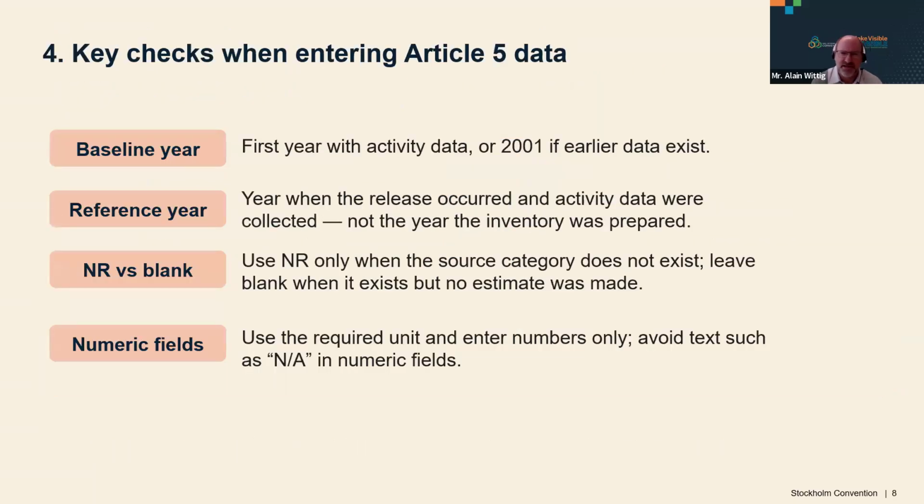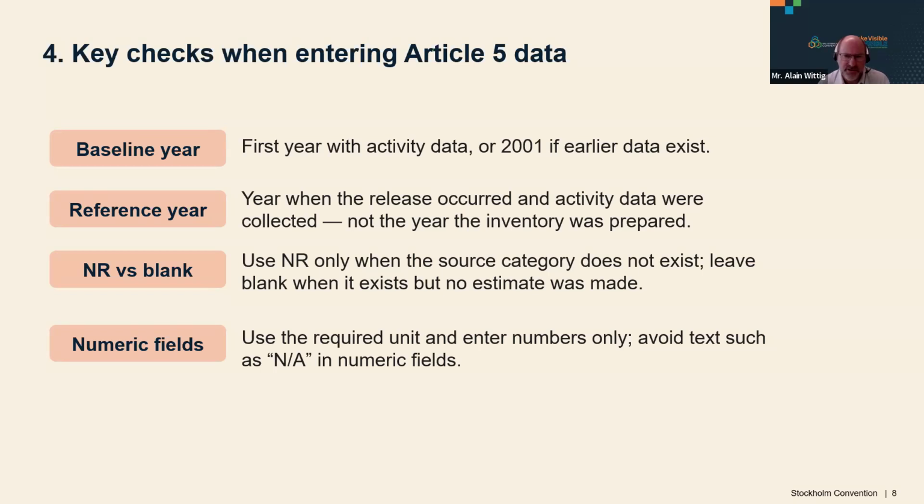So some of the key checks when entering the Article 5 data. The baseline year is the first year for which an inventory or activity data are available for that chemical. And if earlier data exists, then 2001 should be selected if it's earlier than 2001. So this really provides the starting point to which later estimates can be compared.